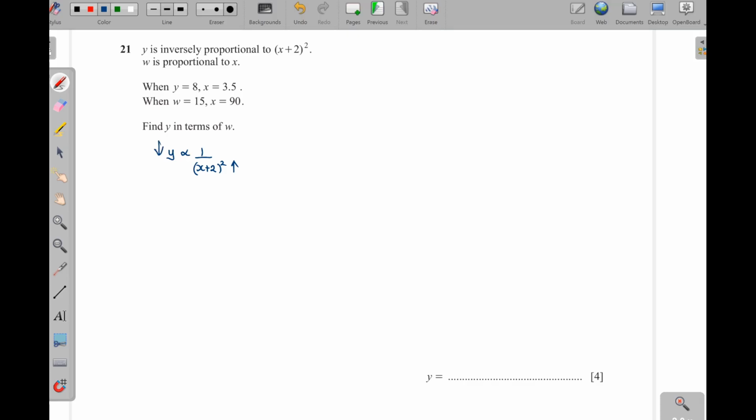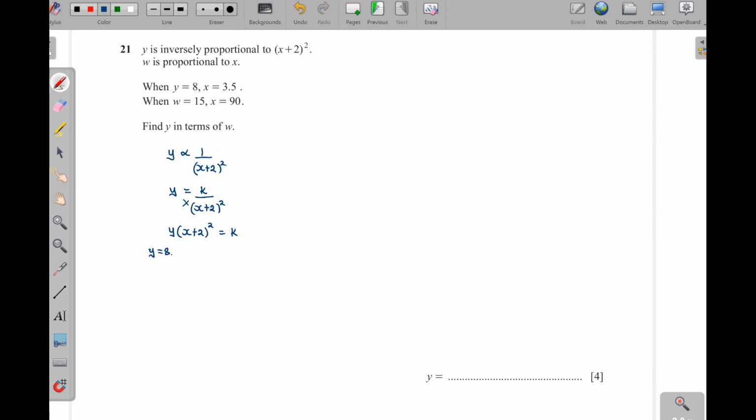You see that? Then we remove the proportionality sign here by putting a constant, a proportionality constant. So that will be k, then out of x plus 2 squared. I can cross multiply, and then we have y, then x plus 2 here squared will be equal to k. Now they gave us these two. So these two are going to help us to find the value of k such that we get the relationship between y and x. Is that clear?